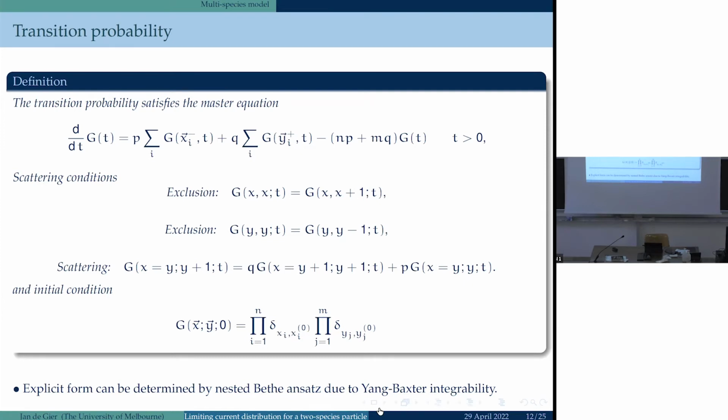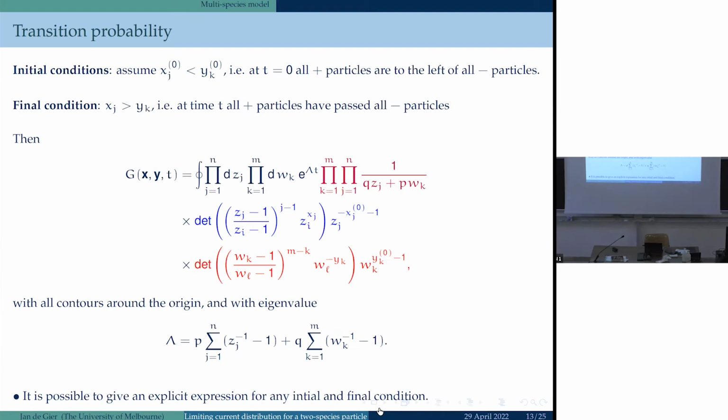So we can do exclusion for the minus particles, and then we can do the interaction between the plus and minus particles. So you just get some conditions on the function G, and also we need the initial condition. Again, there's no periodicity or cyclic condition, so we need to impose an initial condition. But because this model is integrable, you can write down an explicit form for G using a slight generalization of Bethe ansatz, and that is written here.